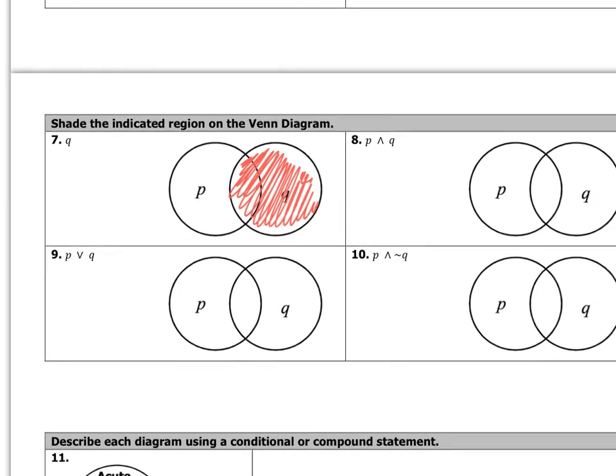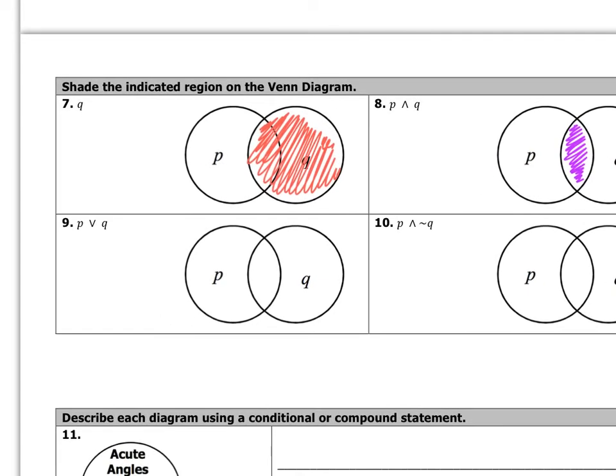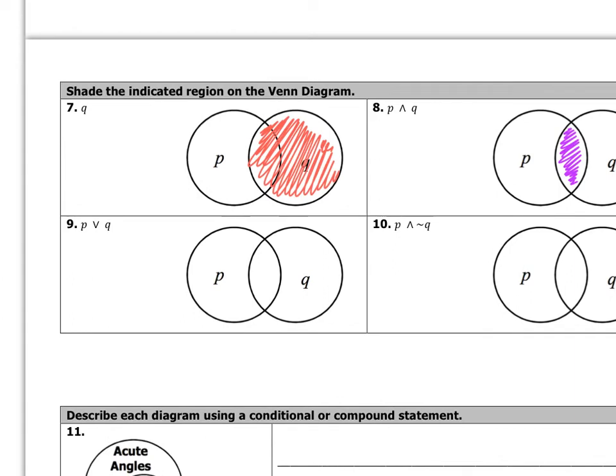Number 8 asks us to shade everything that's a part of P and Q. P and Q is the overlap region of our Venn diagram, so that's going to be this part right here. If you're in that overlap region, you're inside both P and Q at the same time. Number 9 asks us to shade P or Q. P or Q means we're just going to shade all of the parts of P in addition to all of the parts of Q, because you can be in either or.